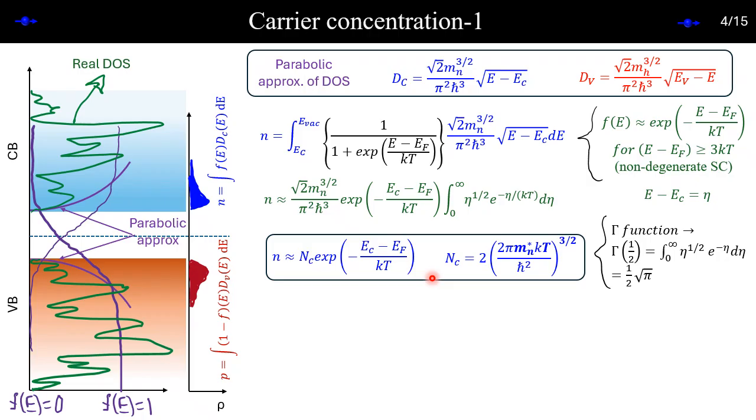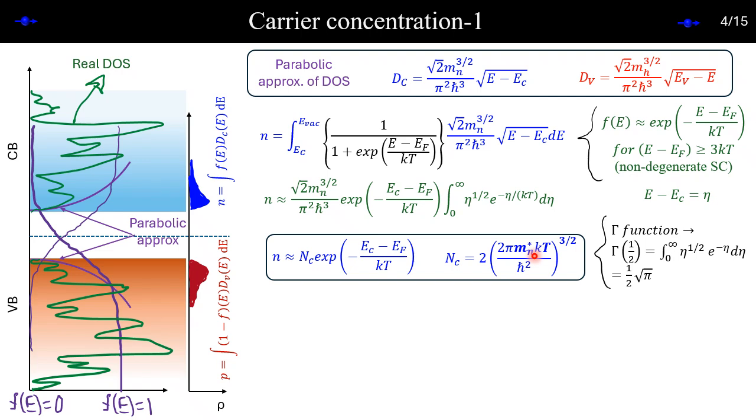Okay. So what are the things to note here? This constant term, whatever you have, has Mn, the effective mass, and it also has temperature. That is important to note.